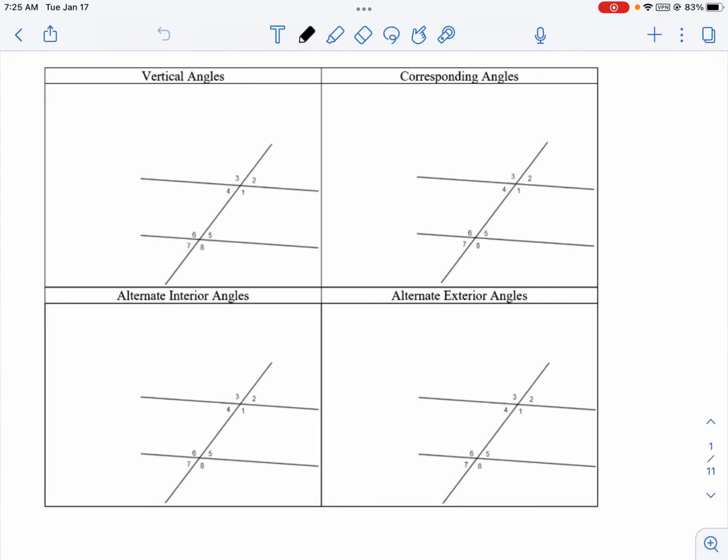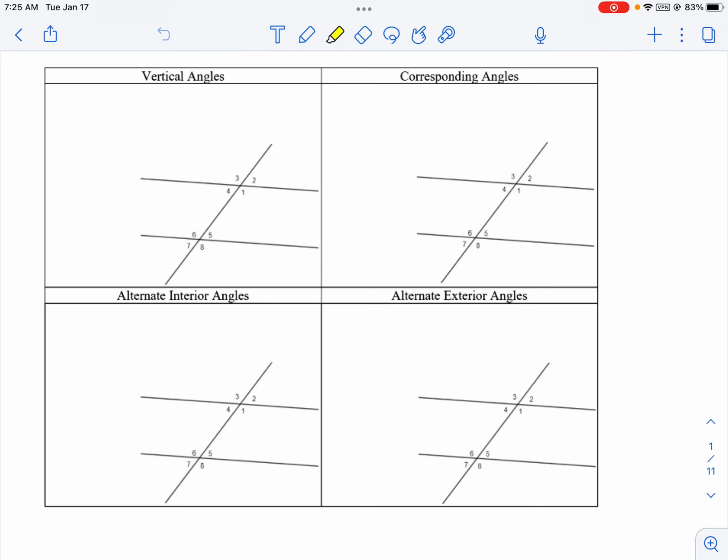Hello and welcome. Today we're going to be talking about parallel lines and transversals and some of the specific vocabulary for them. We have four specific vocab words we're going to be looking at: vertical angles, corresponding angles, alternate interior angles, and alternate exterior angles.